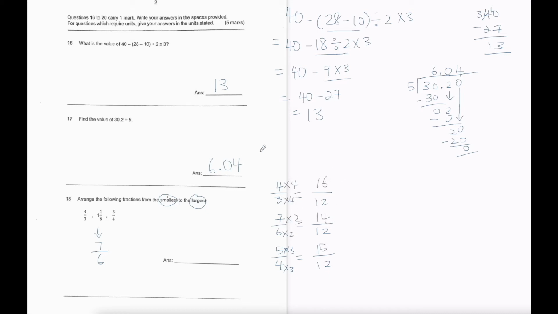So if you look here, which one is the smallest? This is the smallest, this is the second, and this is the largest. So we cannot put 7 over 6. We have to follow the question, which is 1 and 1 over 6. And the second one is 5 over 4. And lastly, it's our 4 over 3. Okay, let's move on to the next question.